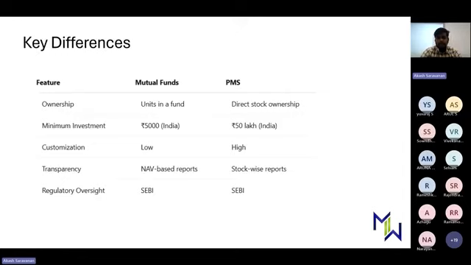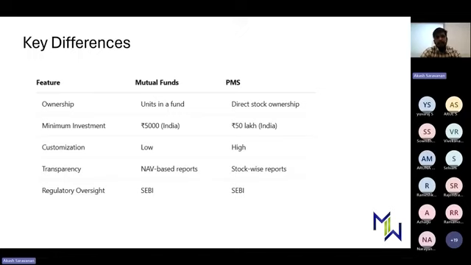Now let's just look at the key differences. So one is, as I said, in mutual funds, if you're going to buy, it will be allotted in units. As I said, every mutual fund has NAV, and your overall amount would be divided by NAV, and units would be allotted based on it.